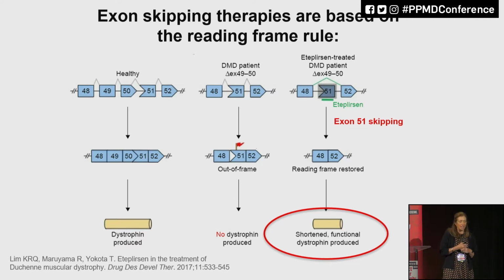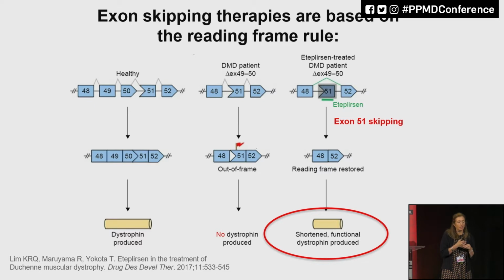So in this case, and I apologize, the slide might be a little hard to see, but on the far left, you see what would happen in a healthy individual. All the exons line up and you get the protein made. In the middle there is a patient with a 49-50 deletion, and those exons cannot line up properly, so no protein is made. And then on the far right, this is what happens when someone is treated with exon skipping.